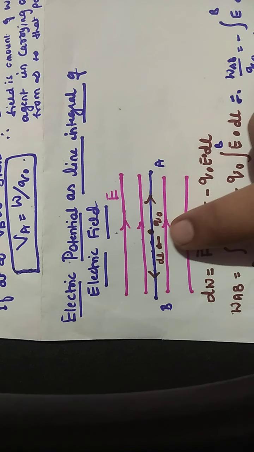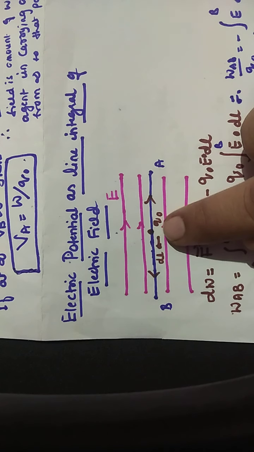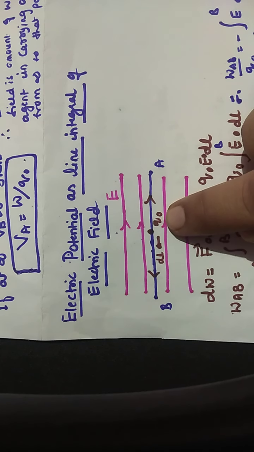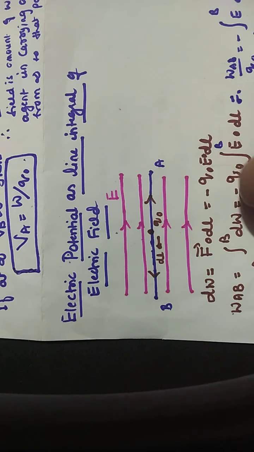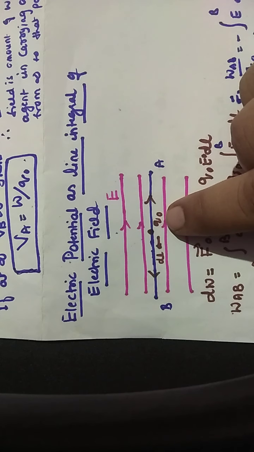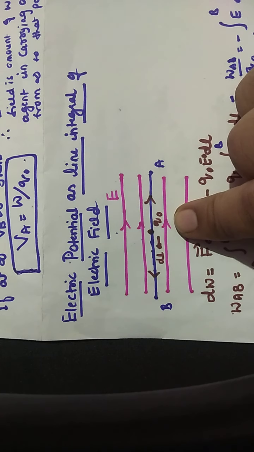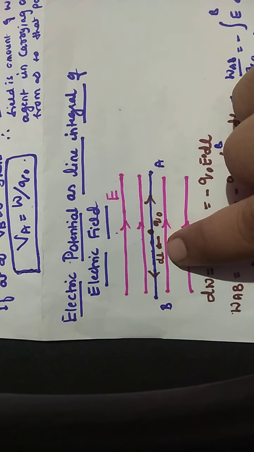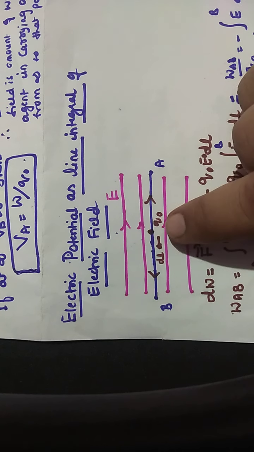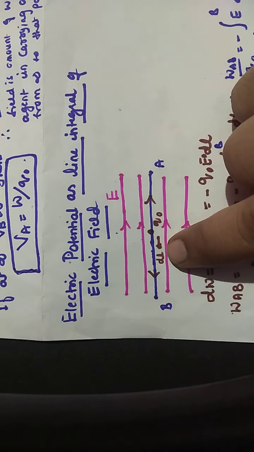Let us consider a point test charge Q naught in this electric field. When this charge is put in this electric field, it experiences a force which is equal to Q naught into E. Now if this Q naught is shifted against the electric force of the field, then some work has to be done. Assume that this Q naught is shifted through a distance of dl in this electric field.